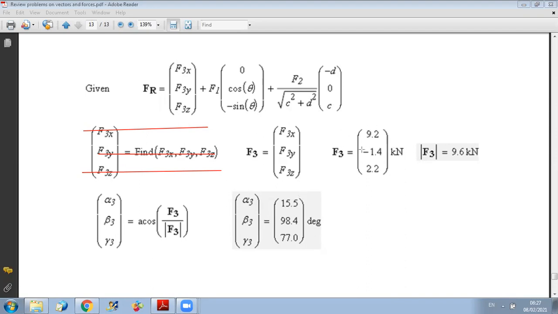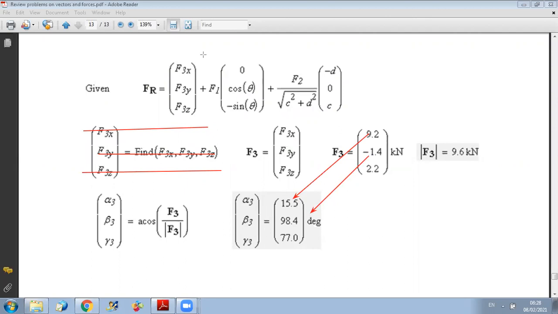We obtain that f3y is negative, okay? So we deduce that beta 3 will be higher than 90, because if you have a negative component, the angle with the corresponding axis will be higher than 90. So to find alpha 3, beta 3, and gamma 3, we did cosine minus 1 of 9.2, and we got the angle with x, which is 15.5. If you do cosine minus 1 of minus 1.4, of course over the magnitude, okay?